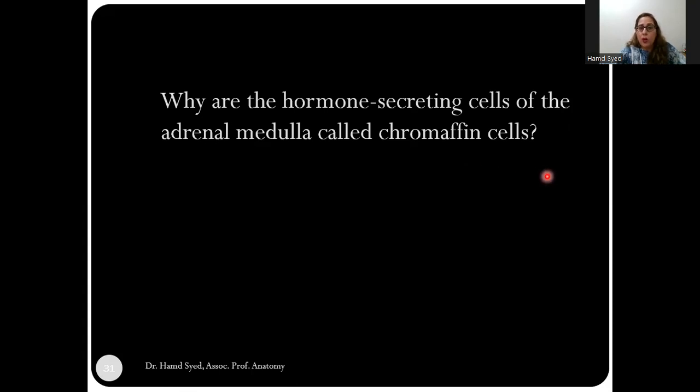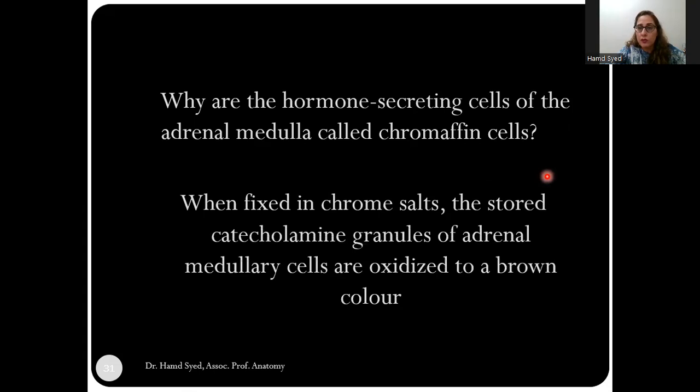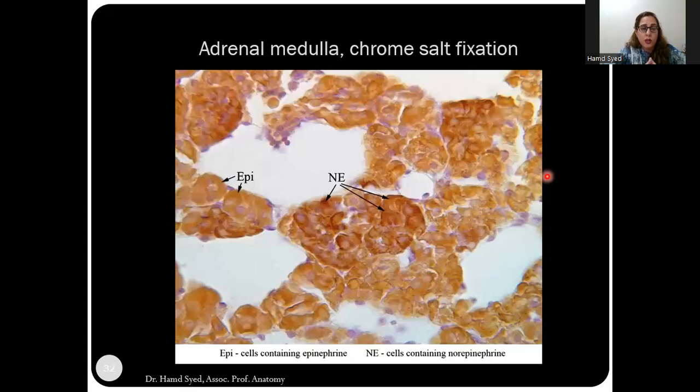So why are the hormone-secreting cells of adrenal medulla called chromaffin cells? Now, you must have heard or read somewhere that these cells of adrenal medulla are also called chromaffin cells. Why are they called chromaffin cells? Because when they're fixed in chrome salts, the stored catecholamine granules of adrenal medullary cells are oxidized to a brown color. So here is the histomicrograph showing the chrome salt fixation of the adrenal medulla. You can see the brown color over here of the secretory cells of the adrenal medulla.